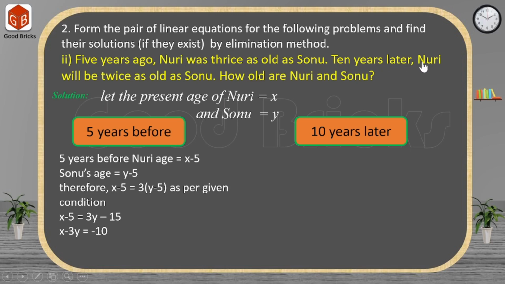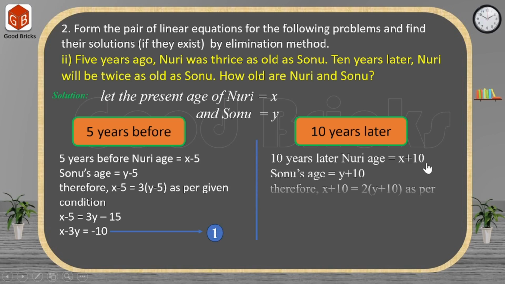What is that? 10 years later Nouri will be twice as old as Sonu. So first you should know what is the 10 years later situation. See here, 10 years later Nouri's age will be X plus 10 and Sonu's age will be Y plus 10, and between these two ages he has given a relationship. What is that? Nouri's age is twice when compared to Sonu's age. So that is what we have written. X plus 10 is equal to 2 into Y plus 10 after 10 years. This is the relationship between these two guys' ages after 10 years.